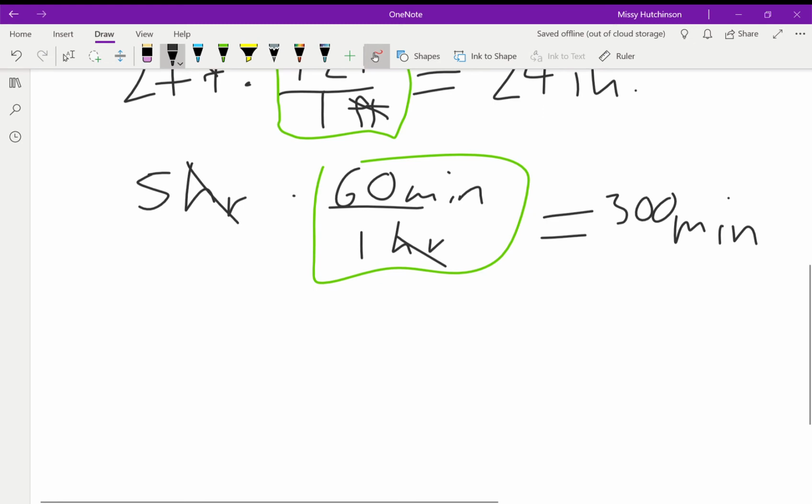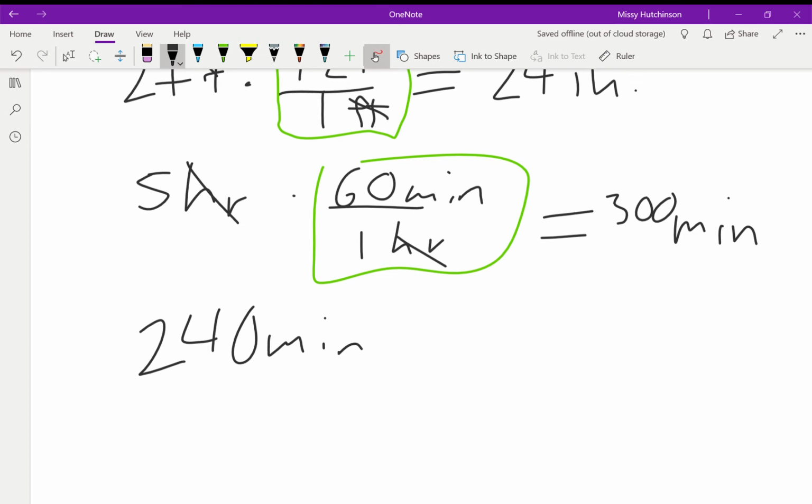We can also make them smaller. So for instance, if we had, let's say, 240 minutes, and we wanted to convert that to hours, I'm going to multiply by 1. I need this time, because we start with minutes, I have to put the minutes on the bottom. I'll put the hours on top. That way the minutes will cancel and the hour will be left.